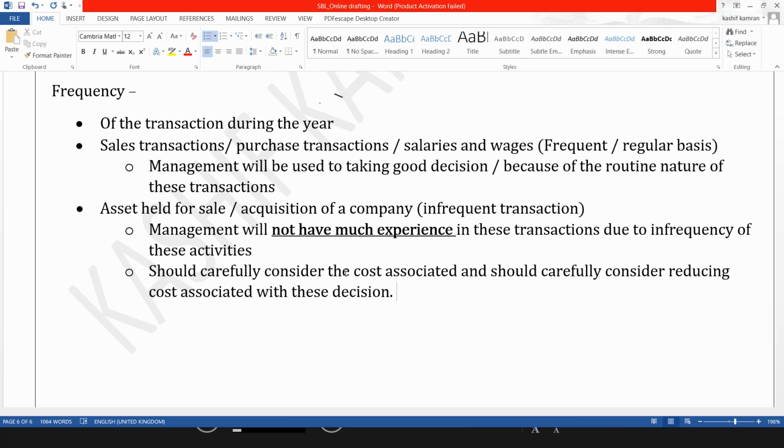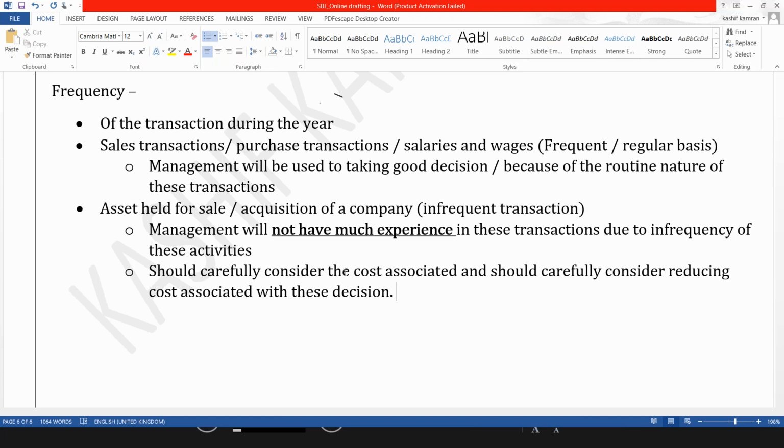Any issues with frequency? So some transactions are frequent, they happen daily, so management is so used to them. It is so natural for management. Some transaction happens after such a long time, so the management should be very careful for that and should take a better decision on that transactions, because there are high chances you might take a wrong decision on those transactions and might increase your cost.